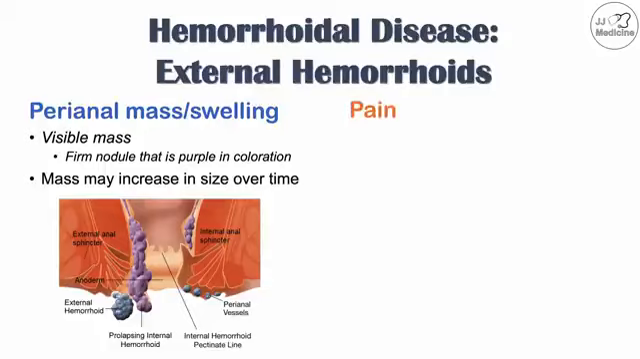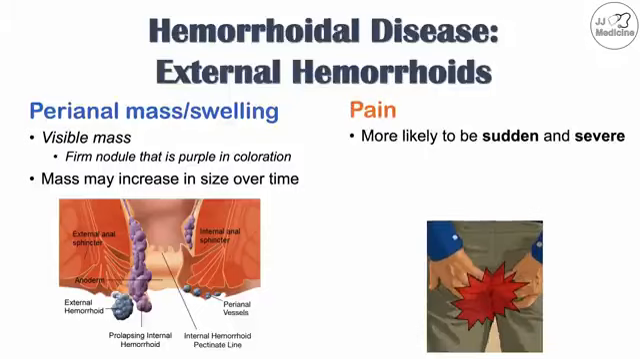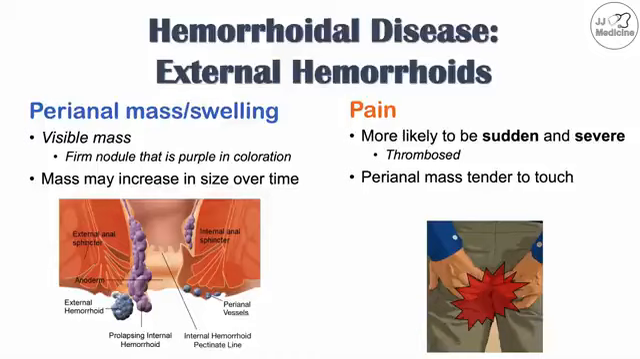Another important symptom of external hemorrhoids is pain. This pain is more likely to be sudden and severe, and it's more likely to occur when the external hemorrhoid has become thrombosed, so when a clot forms in that external hemorrhoid. And when a clot has formed, that perianal mass, that perianal swelling or visible mass that we talked about before, is oftentimes tender to touch. It might not have been tender to touch before, you might have been able to see it, but later on, if there's a clot that forms in that hemorrhoid, it becomes tender to touch.